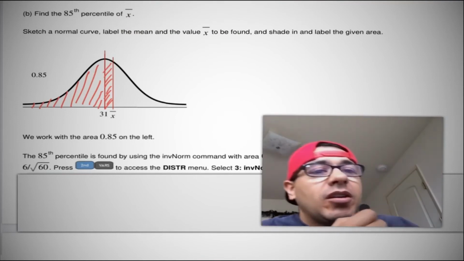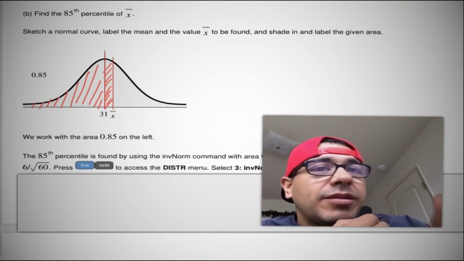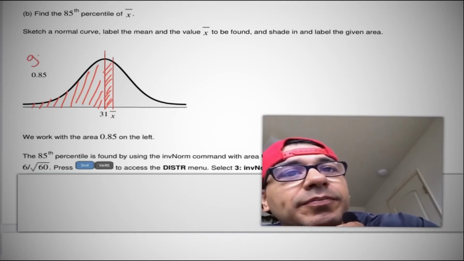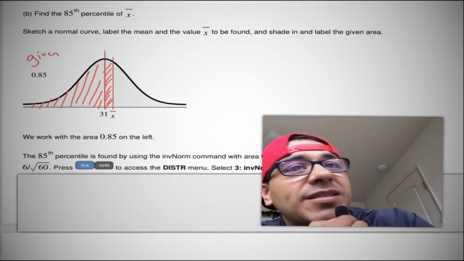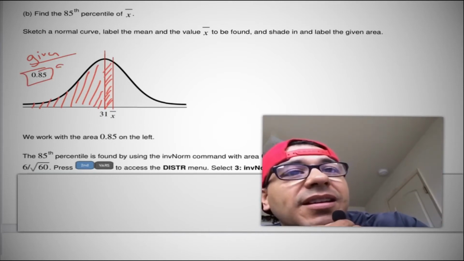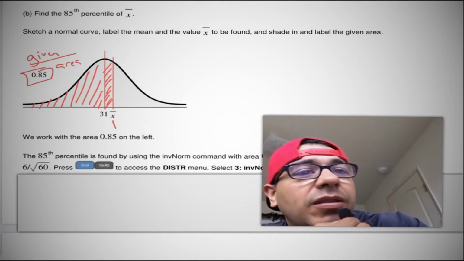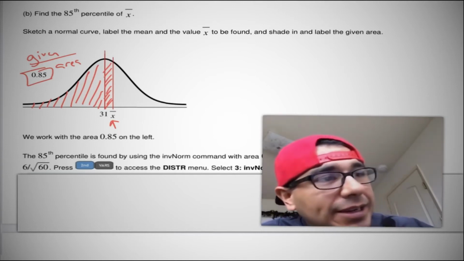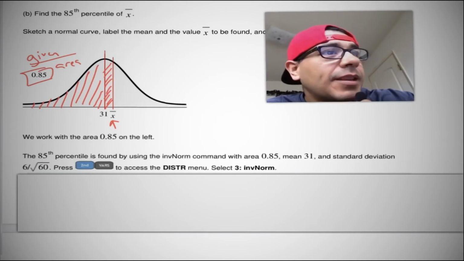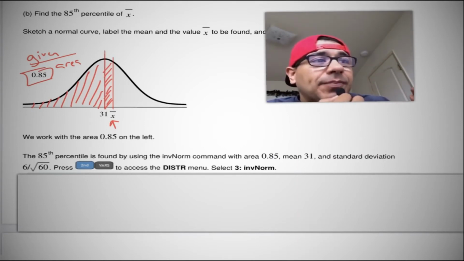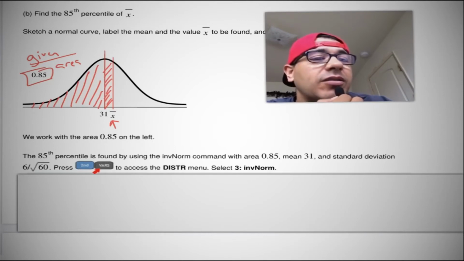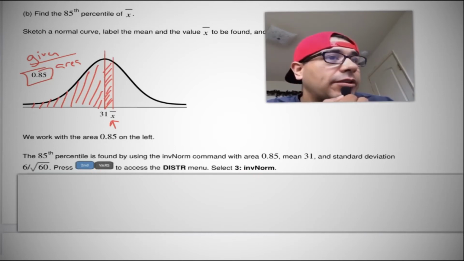All right. So we're going to work with this area. Make sure you tell yourself, okay, this area is 0.85. So what's given, and that's what you always have to understand, is what is it that they're giving us? They're giving us an area, and they want you to find this variable here, right? Because they give us an area, in your program, what you're going to be using is the inverse norm. All right.